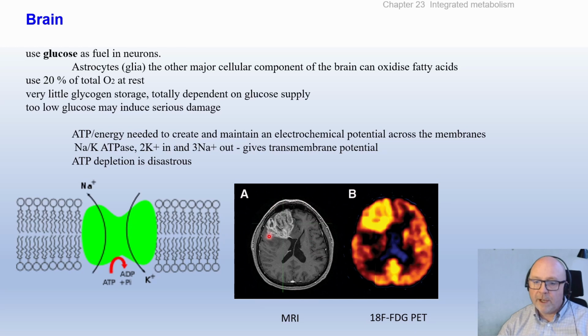If we do an MRI, we get a contrast picture. We see, in fact, that there's some kind of diffuse tumor growing in this part of the brain. But the whole brain is dependent on glucose, but the tumor is even more dependent on glucose than the brain. So the tumor will use a lot of energy.